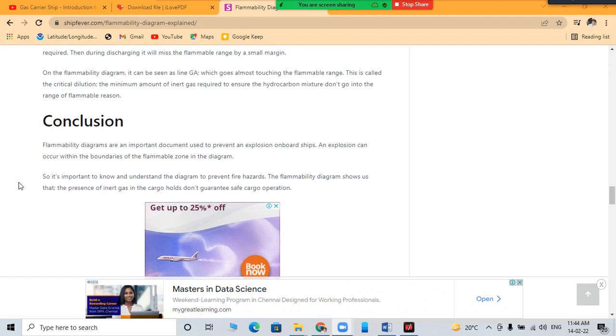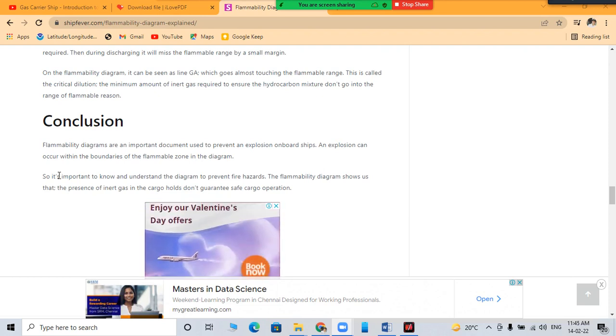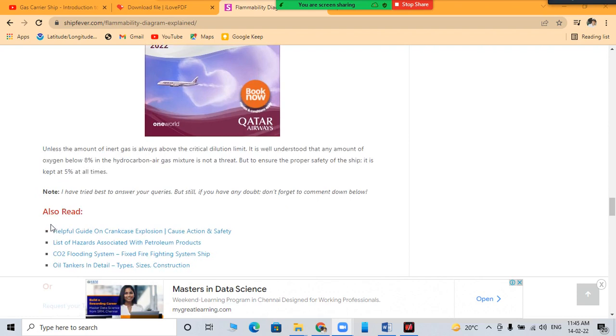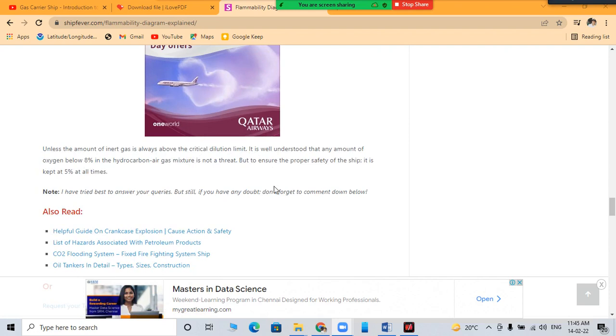Now this is the conclusion part. The flammability diagram is an important document used to prevent explosions on board the ship. An explosion can occur within the boundaries of the flammability zone in the diagram, so it is important to understand that diagram to prevent fire hazards. The flammability diagram shows us that the presence of inert gas in the cargo holds doesn't guarantee safe cargo operation, unless the amount of inert gas is always above the critical dilution limit. It is well understood that any amount of oxygen below 8% in the hydrocarbon air gas mixture is not a threat, but to ensure the proper safety of the ship, it is capped at 5% at all times.